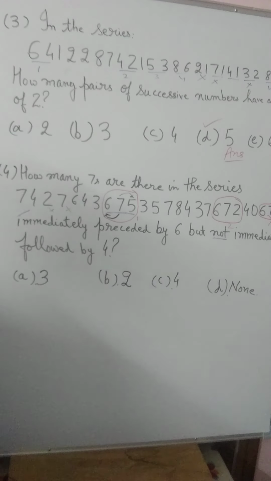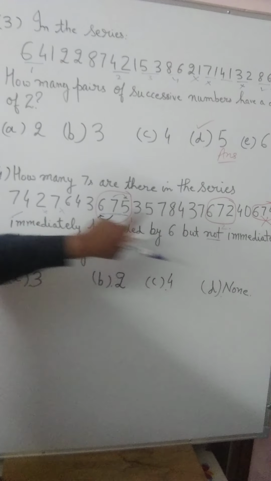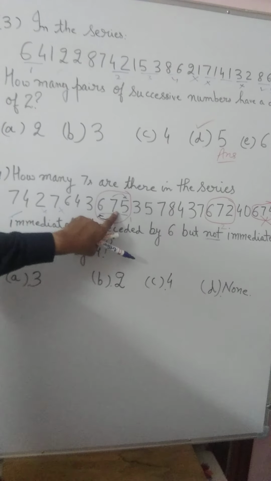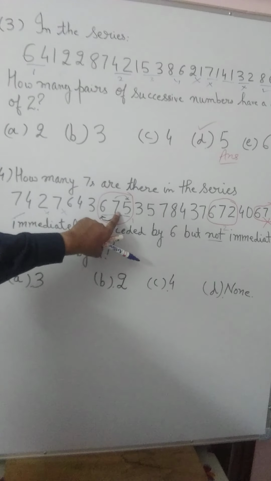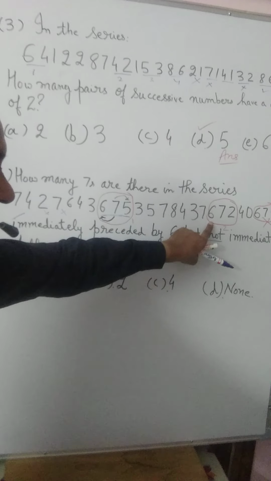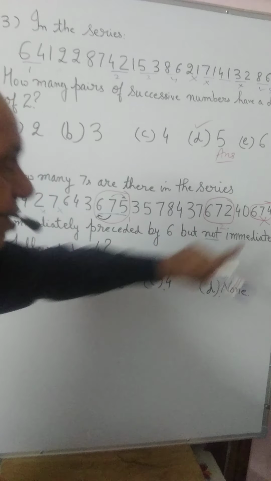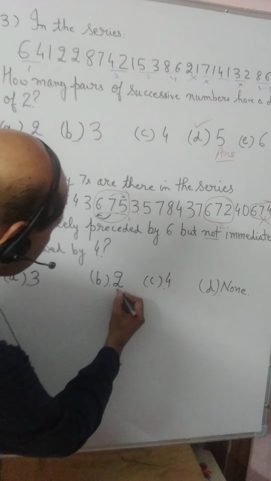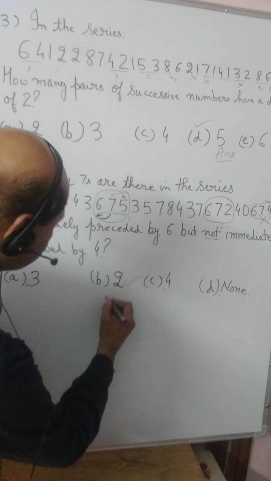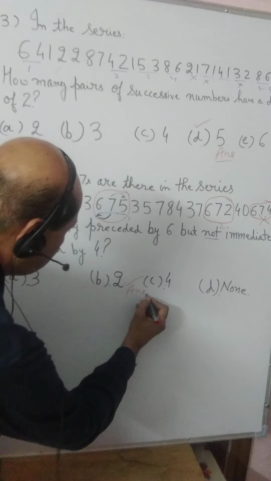So our first and second pairs give the result: 6 is the preceding number of 7 and 5 comes after 7, and next, 6 is the preceding number of 7 and 2 comes after 7. So our correct option will be 2, and this is B. So this is our answer.